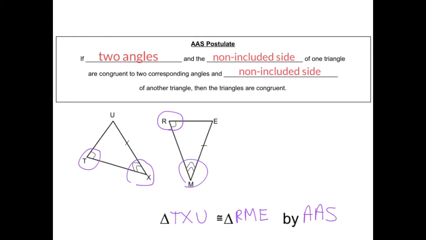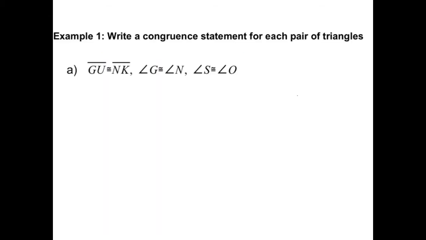All right, this example asks us to write a congruent statement for each pair of triangles, and the tricky part about this, again, just like in previous lessons, is really figuring out how everything matches up and what letters are in which triangle, because there's a lot going on here. So I'm going to start with the sides, because the sides are just easier for me to start with. So I'm just going to draw a random side. This is going to be GU, and then in a second triangle, similar NK, and these are congruent, so I'm going to go ahead and mark them with congruence.